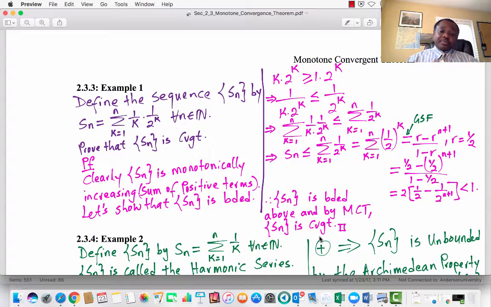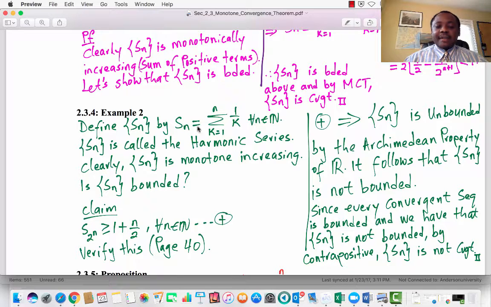Next example, subsection 2.3.4. Define the sequence Sn by Sn equals summation k from 1 to n, 1 over k for every natural number n. Sn looks like the sequence we just defined above, but this sequence is very peculiar. It is known as the harmonic series. As with the sequence we just defined above, Sn is monotone increasing, the sum of positive terms. The next question is, is Sn bounded?